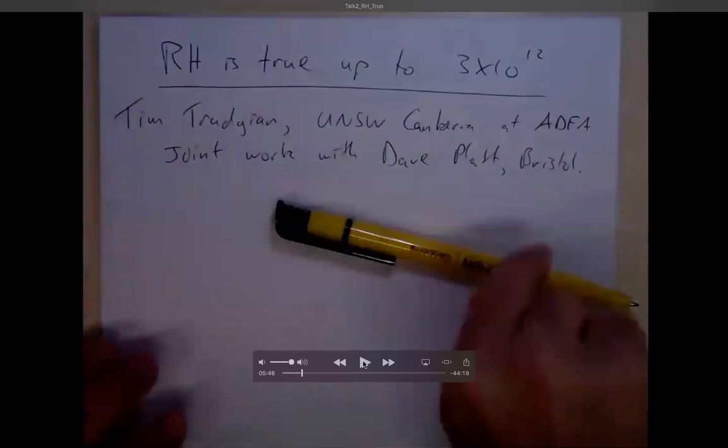So the title of the talk is that the Riemann hypothesis is true up to 3 times 10 to the 12. Now, what does that even mean? We'll get to that later. And as Tanvi said in her introduction, I'm at the University of New South Wales, which has a campus here in Canberra. And just to make the title even longer, it's at the Australian Defence Force Academy. That's what ADFA stands for.